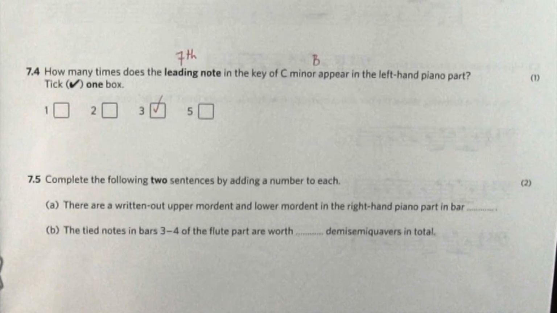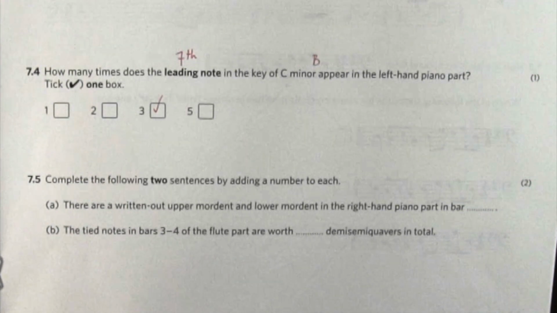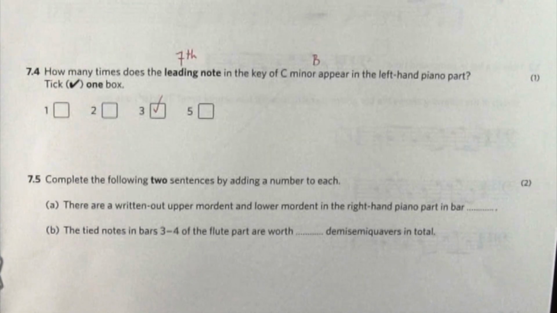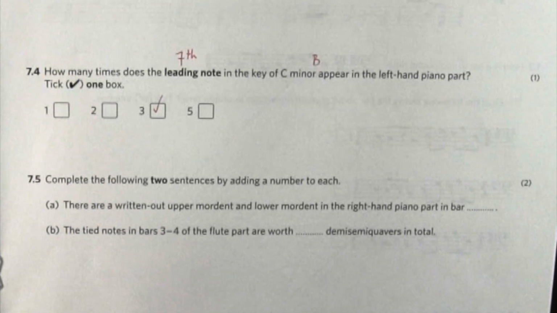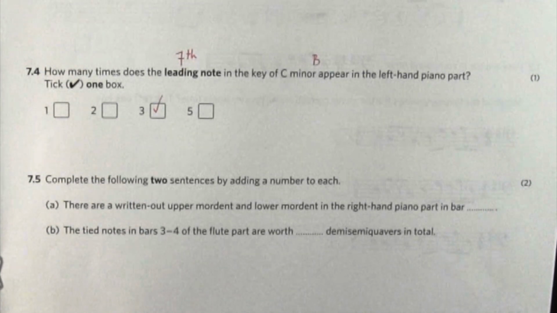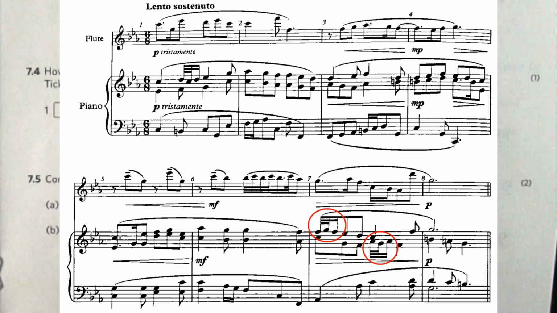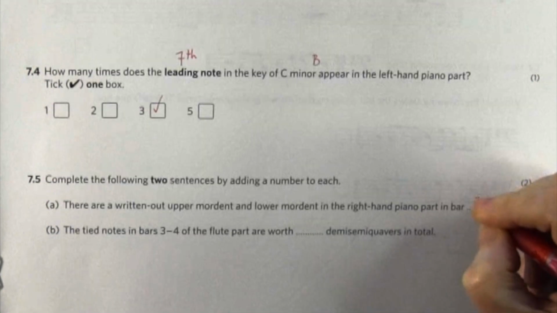We need to complete the 2 sentences, adding a number to each. There are a written out upper mordent and lower mordent in the right hand piano part in bar 7, and here they are. 7.